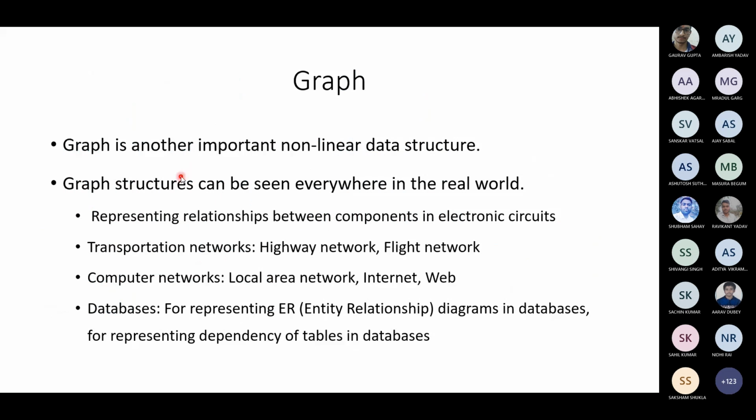So graph is a very important nonlinear data structure. It is used everywhere in the real world. Even in circuits, when you're designing a circuit, placing a component and making a connection from one component to another component, we use a graph. In highway networks, flight networks, transportation networks, we use graphs. The source and destination we consider as vertices, and the transportation or travel we consider as an edge. Computer networks like we discussed now, internet, web, local area network, all this can be represented as a graph.